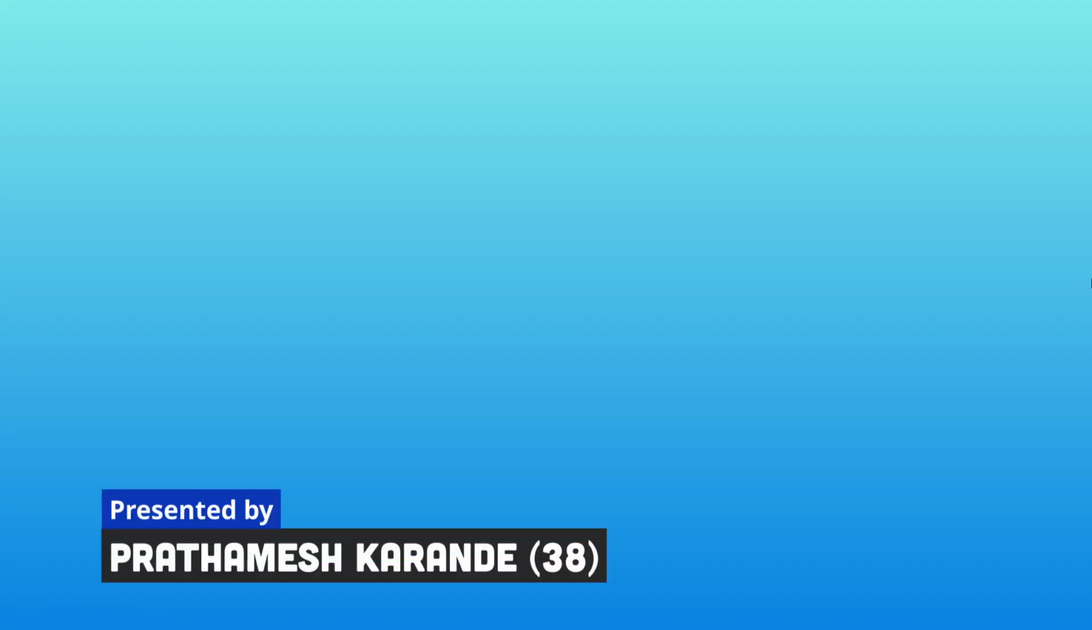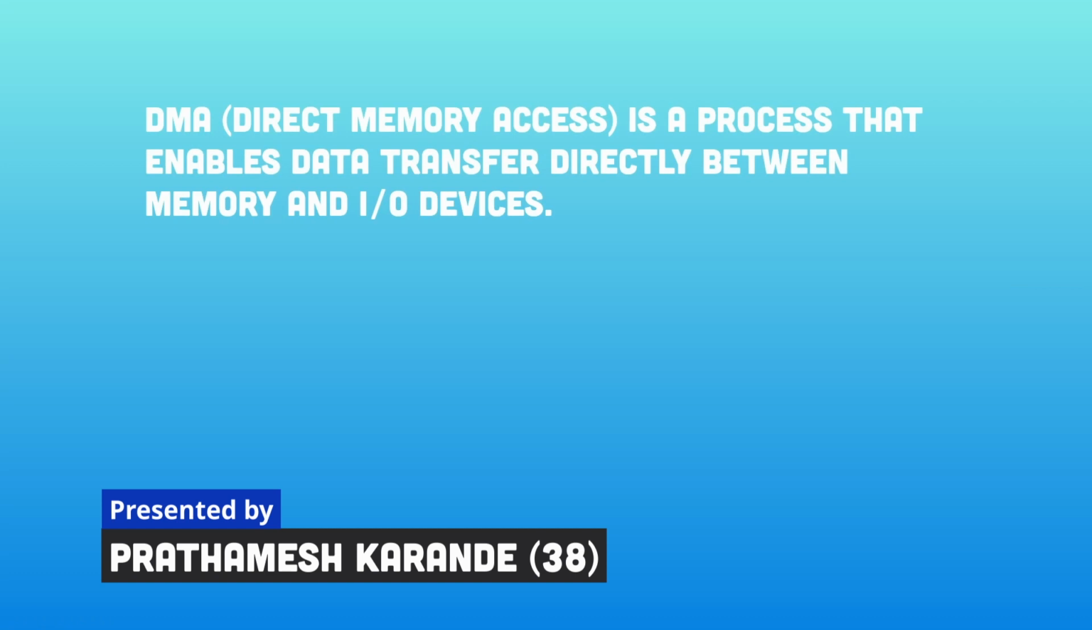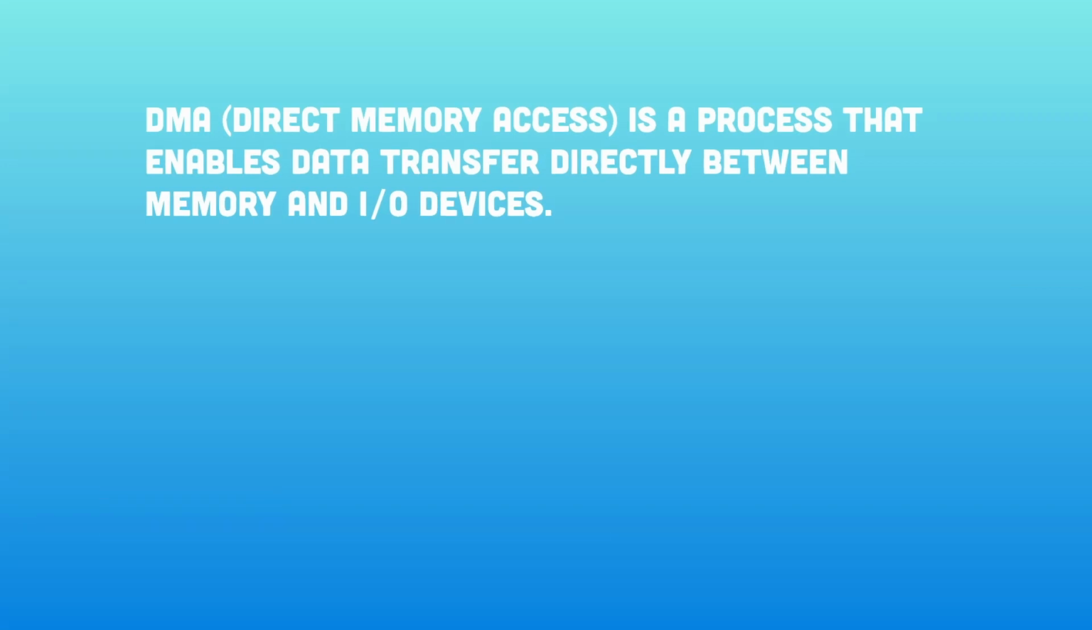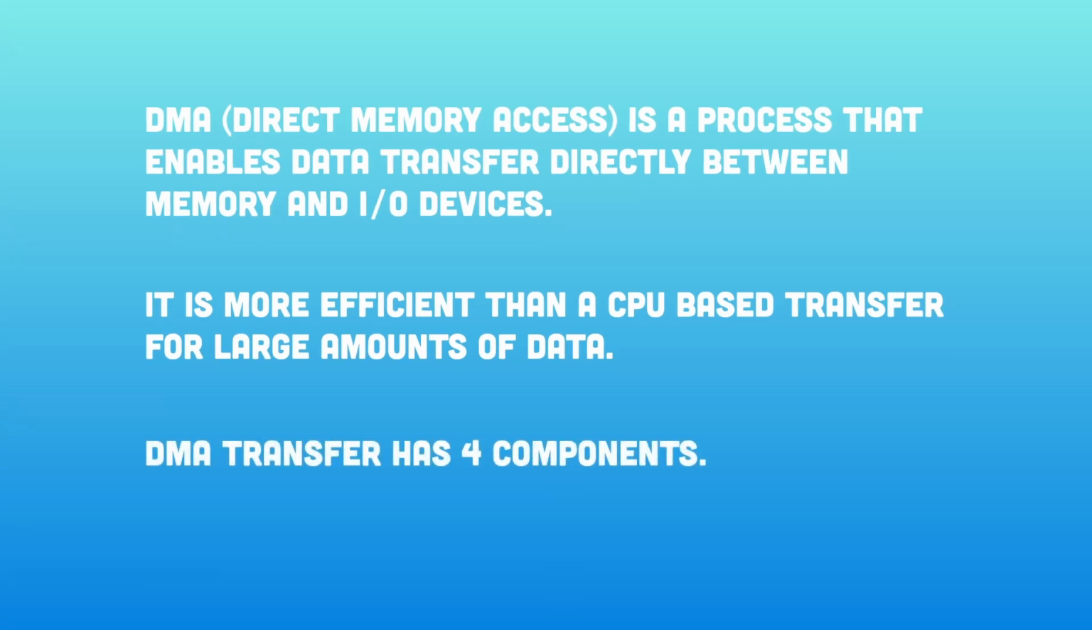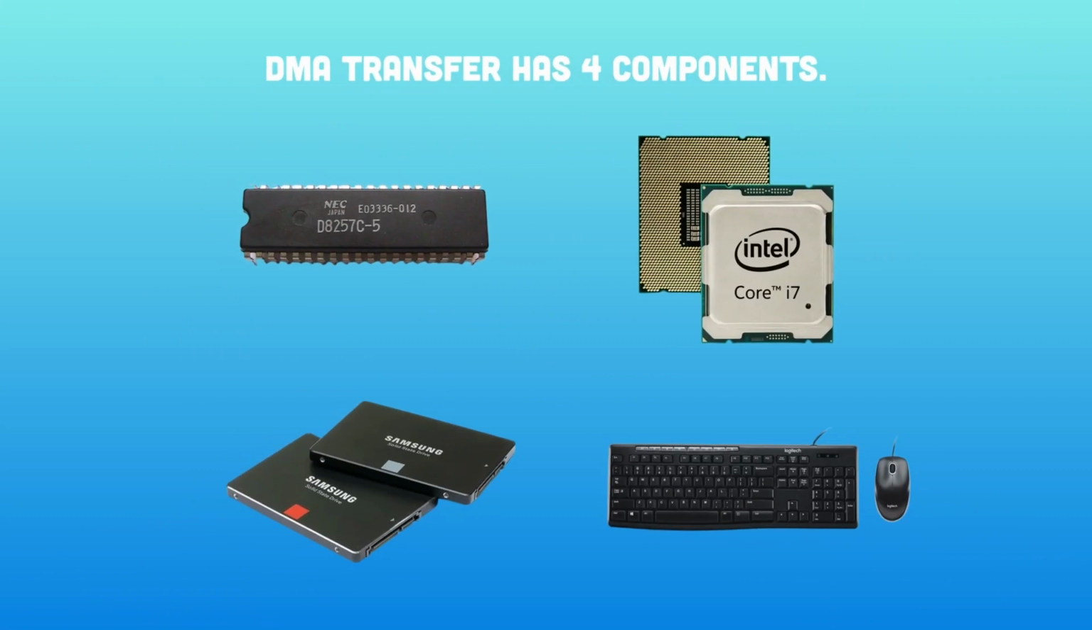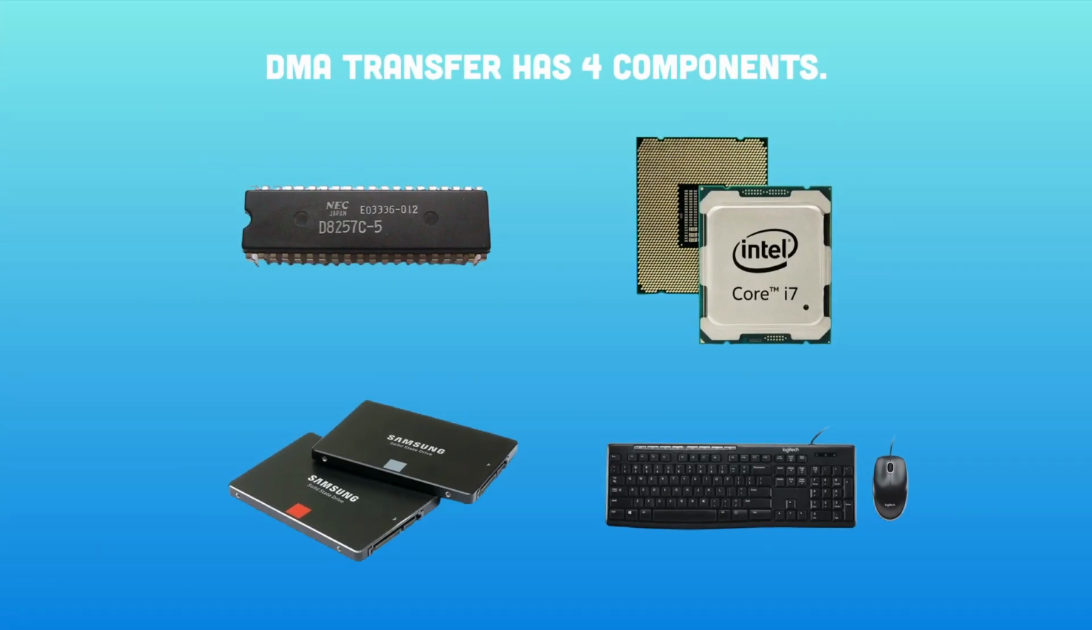DMA stands for Direct Memory Access. It is a process to transfer data between the memory and the input-output system of a device without direct involvement of a CPU unit. This process is used to transfer large amounts of data more efficiently than the conventional methods. It consists of four components: the DMA controller, device, memory, and CPU.